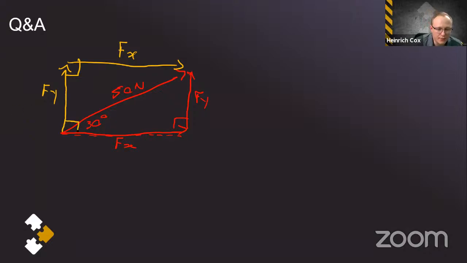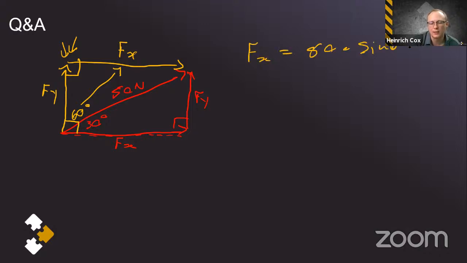But here, this is a 90-degree angle, which means that this must then be a 60-degree angle, so that 60 plus 30 is equal to 90. So if you choose to draw your force diagram in this yellow way, then to find Fx, you've got to use sine because it's opposite the 60-degree angle. So there, Fx would be 50 times sine of 60. And then Fy would be next to the 60-degree angle, so Fy would be equal to 50 times cos of 60.